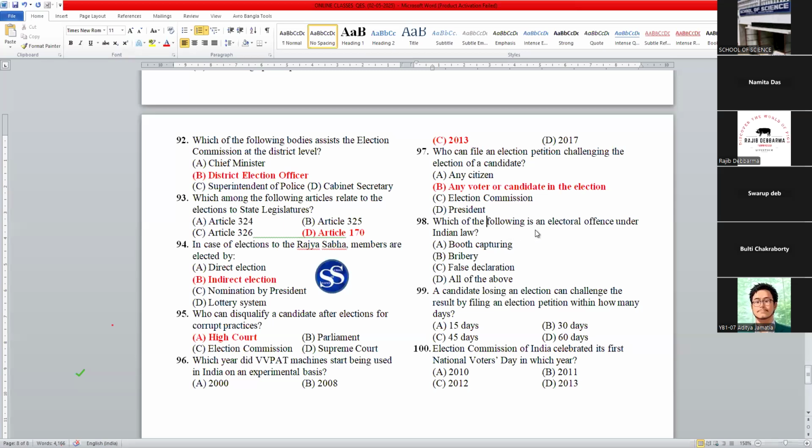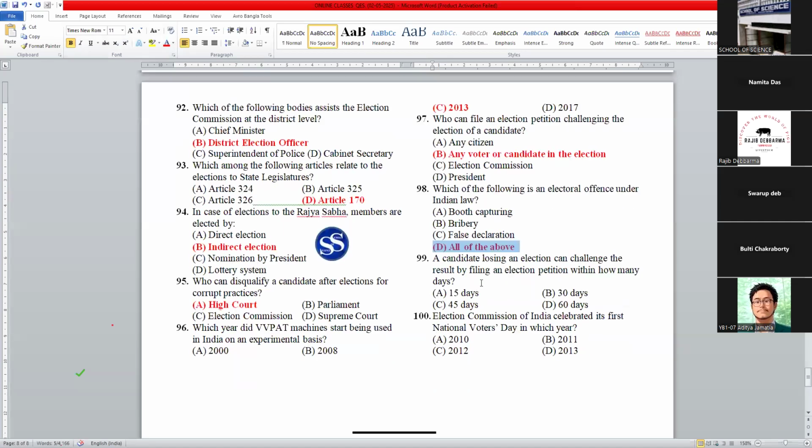Okay, which of the following is an electoral offense under Indian law? Booth capturing, bribery, false declaration, all of the above. Option D, all of the above. Very good. Now 99.